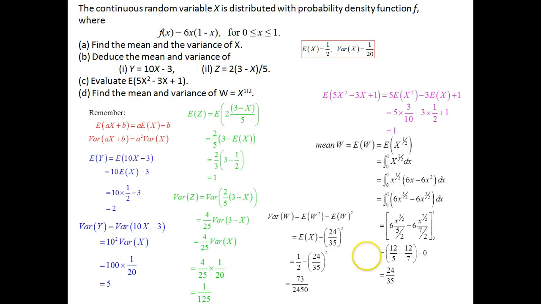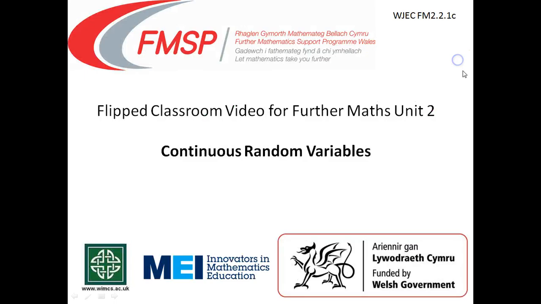The variance would be E of w squared minus E of w all squared. Well, E of w squared is just E of x. W squared would be x. So E of x minus E of w all squared would give me half minus 24 over 35 all squared, and that gives me 73 over 2,450. So a little bit different here. And that is the end of the video on continuous random variables.